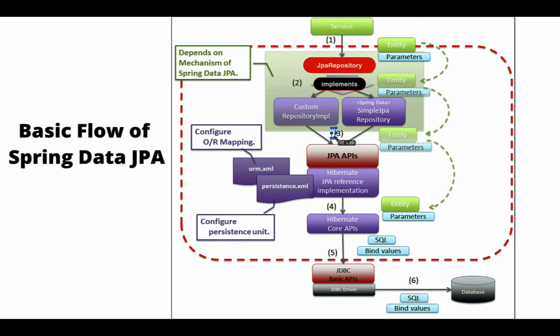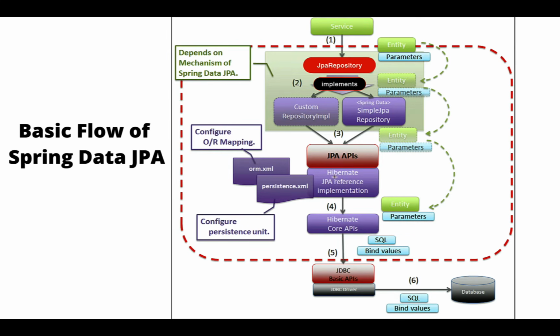Alright, so this is the third step. Now, as we know that JPA is just a standard specification or a standard API, and it doesn't have any implementation, right? And there should be an implementation for JPA APIs. Well, Spring Data JPA internally by default uses Hibernate as a JPA implementation or JPA provider.